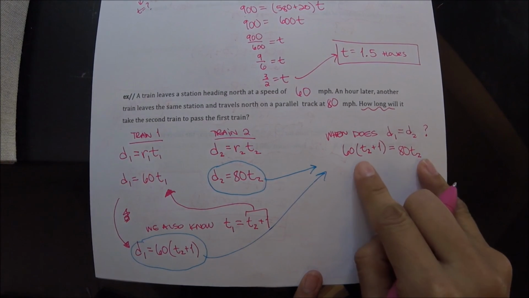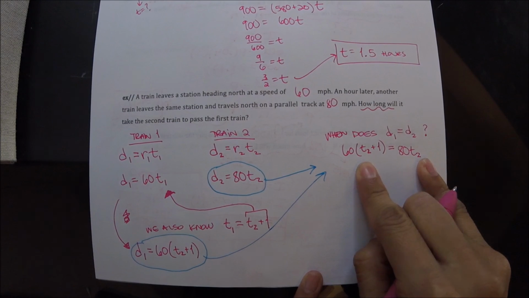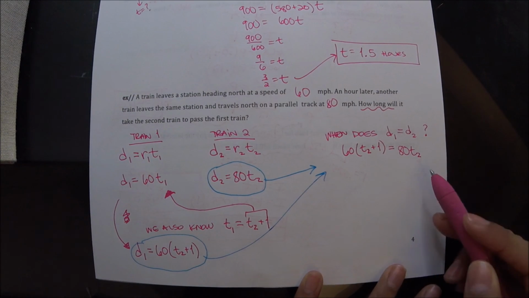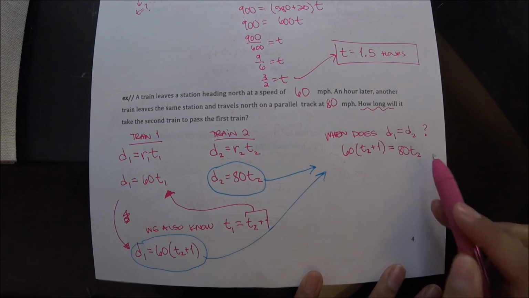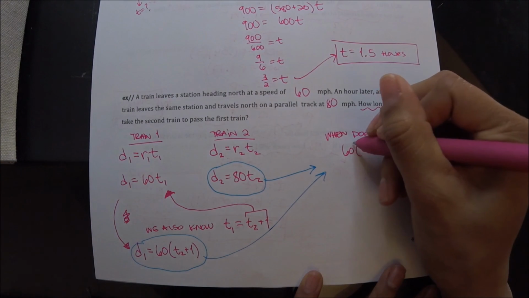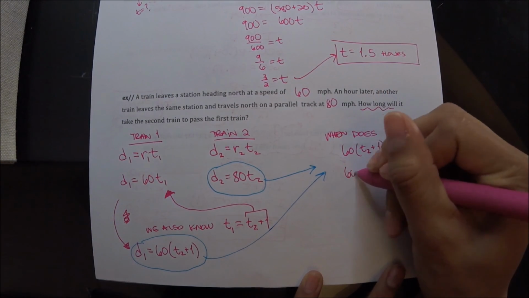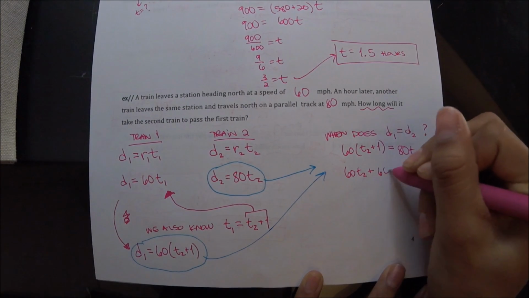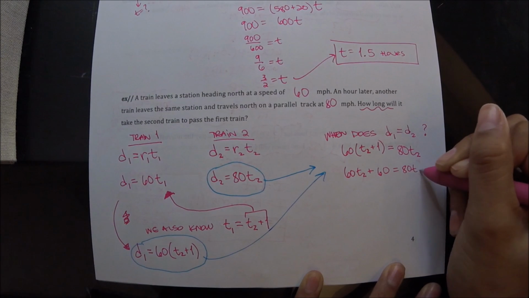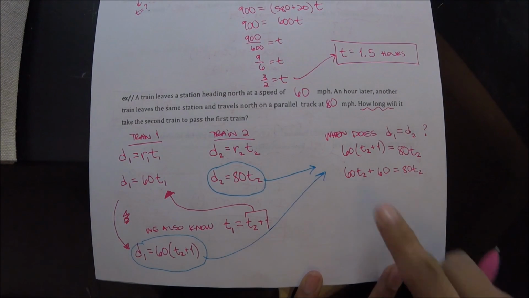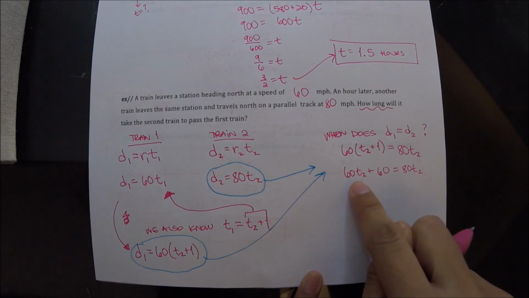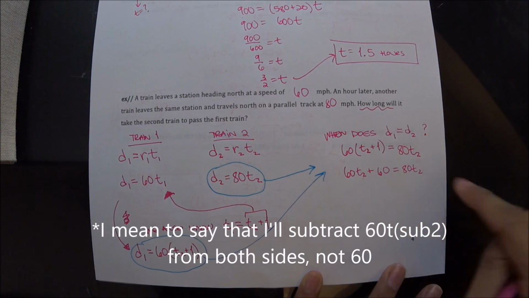And now look at what we have. This is actually a linear equation, and we have t2's on both sides, so eventually we want to just isolate the t2. So let's distribute the 60. So we get 60 t2 plus 60 equals 80 t2. And now I want to move the t2's to one side. So I'm going to actually subtract 60 t2 from both sides, that way I don't get a negative number.